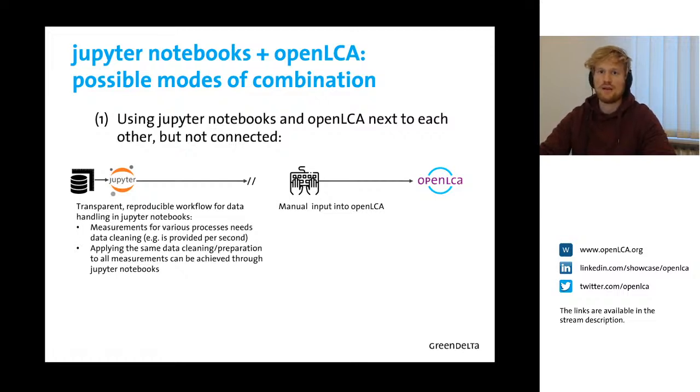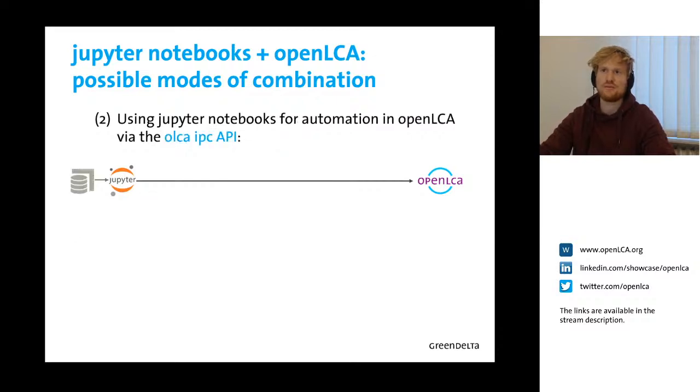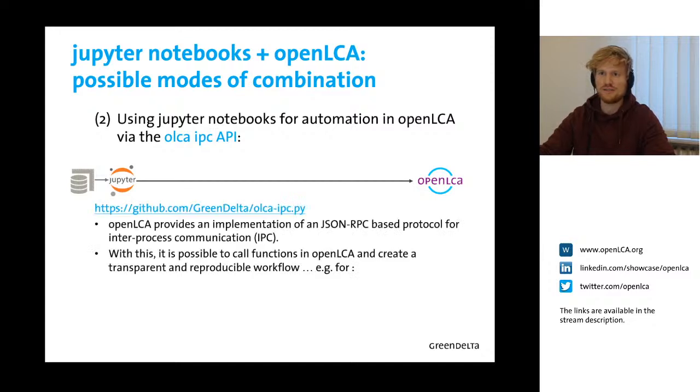But I think there are actually also other ways. So for example, using Jupyter Notebooks for automation in openLCA via the olca-ipc. And what is this? openLCA provides a JSON-RPC-based protocol for inter-process communication. That's what IPC stands for. And with this, it is possible to call functions in openLCA and create a transparent and reproducible workflow again.